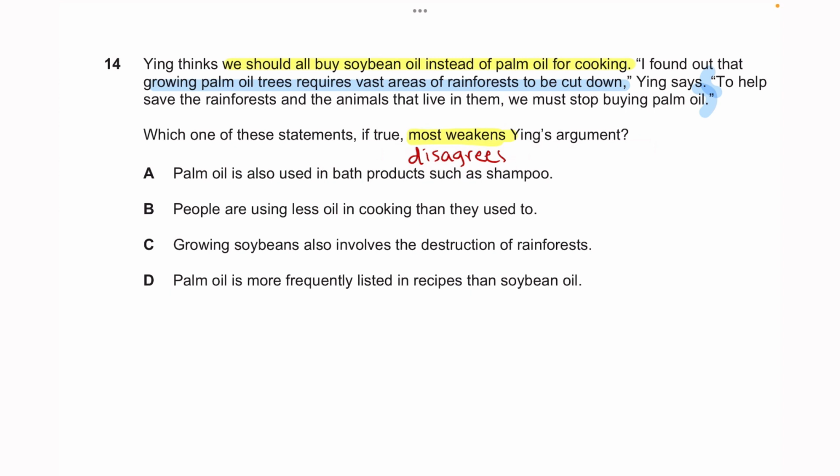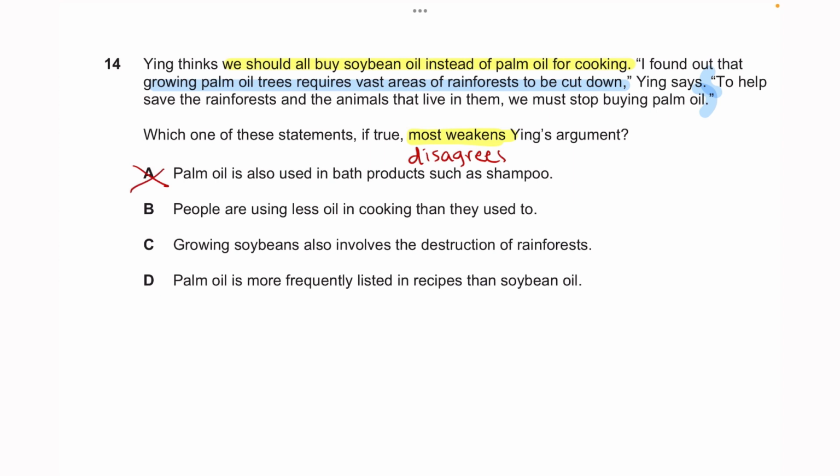So let's go through our options. We've got A, palm oil is also used in bath products such as shampoo. With option A, we can see that it's not really weakening Ying's argument because it's just saying that palm oil is also used in bath products, and we can't really say that that helps to disagree with why we shouldn't use palm oil, because Ying could possibly just counteract that and say we can use other products rather than palm oil within our bath products. So that's why A is not really a weakening statement.